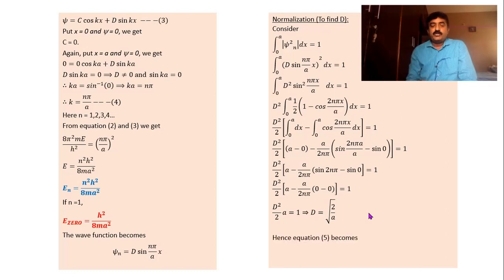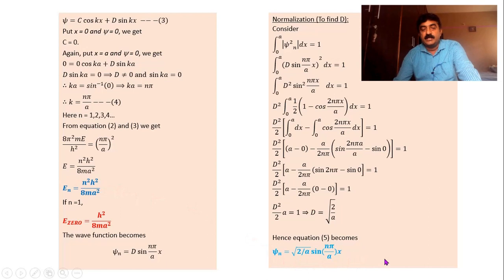Well, now substitute the D value in psi. You will get psi n is equal to root of 2 by a sin n pi by a into x. This is the eigenfunction. See, this is the eigenvalue, this is the eigenfunction. So this is the eigenvalue, in blue color, and this is the eigenfunction. So this is about question number 2a.